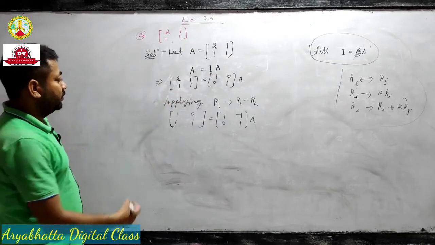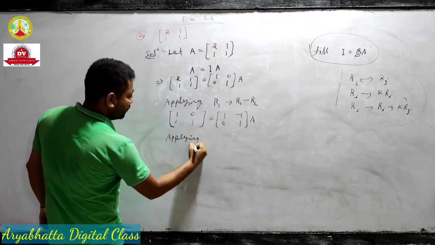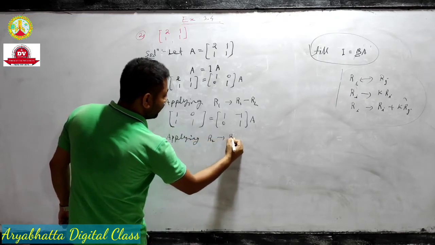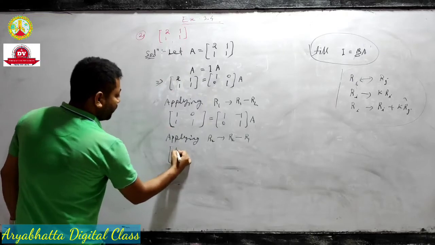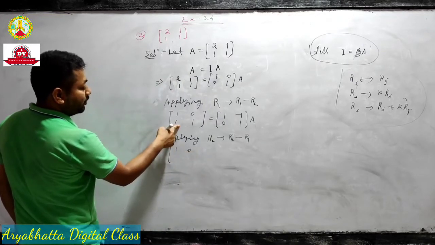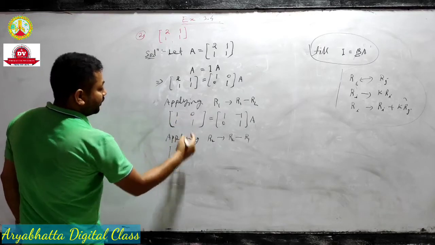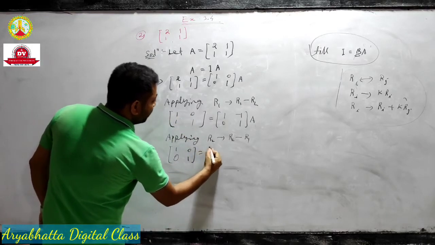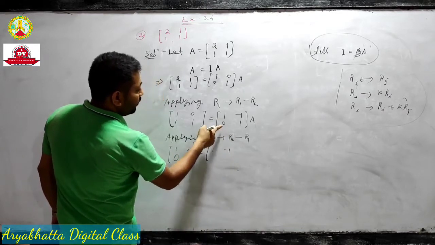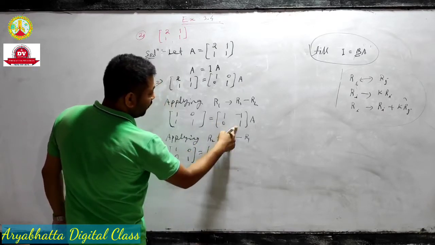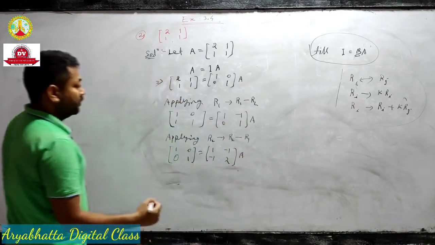For these elements, we apply R2 tends to R2 minus R1. Then we have 1, 0, 1 minus 1, 0, and 1 minus 1, 1. This is equal to 0 minus minus 1, minus 1, 1 minus minus 2, which is equal to I.